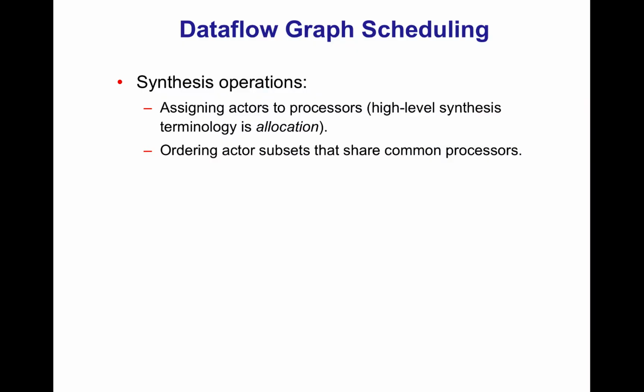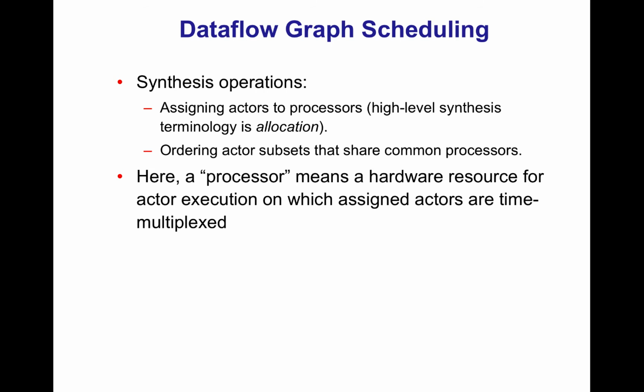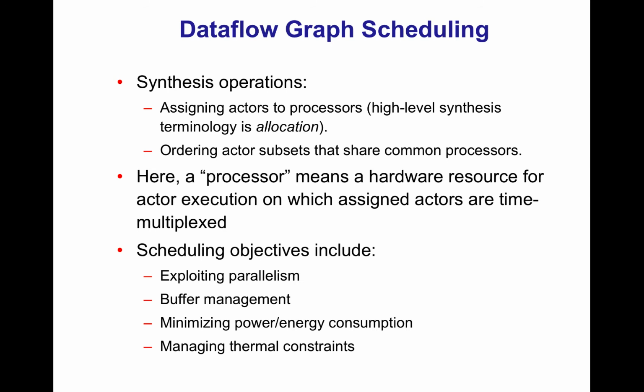Data flow scheduling is the process of determining when operations are fired. When we synthesize code for our data flow graph, we need to do two operations. We need to assign actions to processors, something that's occasionally called allocation. We also need to order the operations in subsets of actors that share common processors. Processors are any kind of hardware resource that executes an actor and can execute multiple actors. The objectives of scheduling include exploiting parallelism, managing our buffers, minimizing power and energy consumption, or managing thermal constraints.